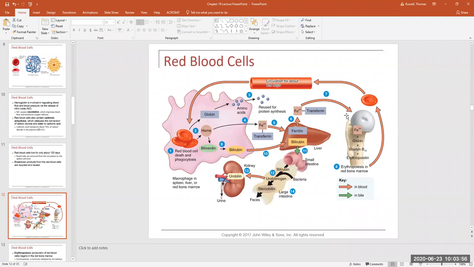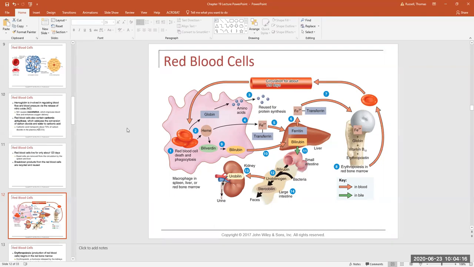Now, the reason why they show the proximal end of the femur here is because there's a lot of red bone marrow in here. There's a lot of spongy bone up inside here, and wherever you have spongy bone is where red bone marrow is at. So basically, we can use our amino acids to make more hemoglobin. You can reuse the iron to make more hemoglobin.